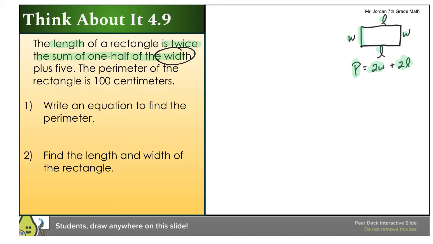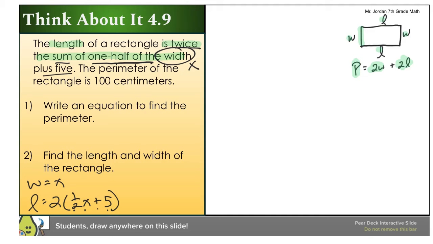I don't know what my width is or the length, but the width ends up becoming my variable, which is x. So I'm going to write the width is x. Now the length, it says it's twice the sum of 1/2 the width, so 1/2 my width, which is x, plus 5. So it's 1/2 the width plus 5, and it's twice that.